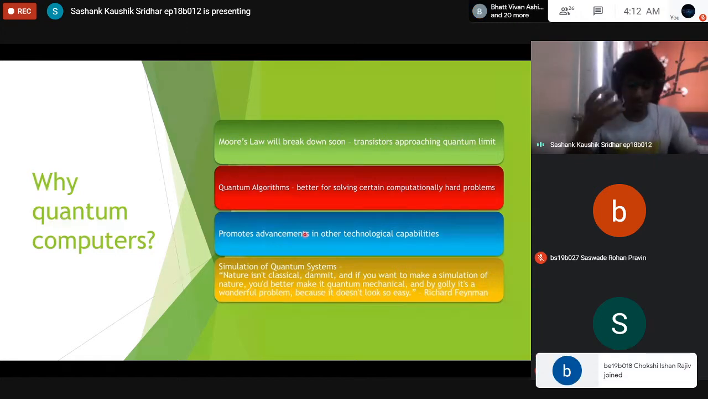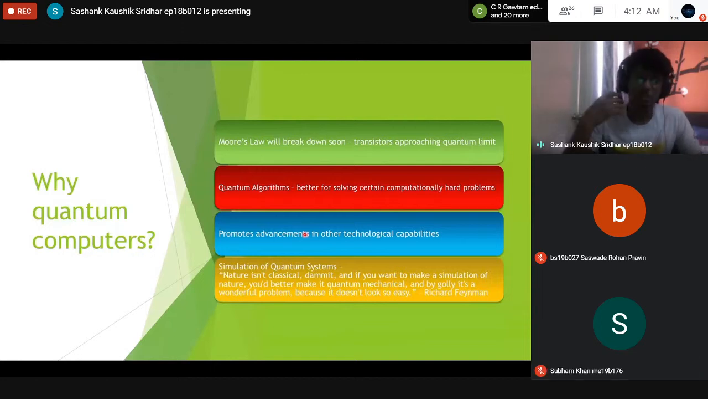And this field is so interdisciplinary. Just by trying to build a quantum computer, as I showed you before, it's such a complex device that in the process of trying to build one, you're improving areas of tech.